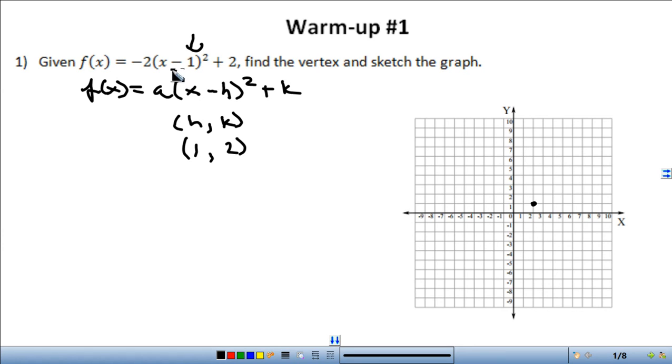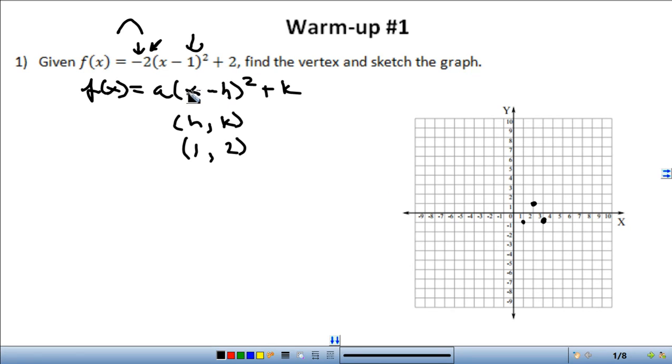Now, it's negative, which means it opens down, and it's amplified by a magnitude of 2. So normally on our parabola, we go out 1, and in this case, we'll go down 1. But because it's amplified by 2, we're going to go out 1, down 2. Out 1, down 2.